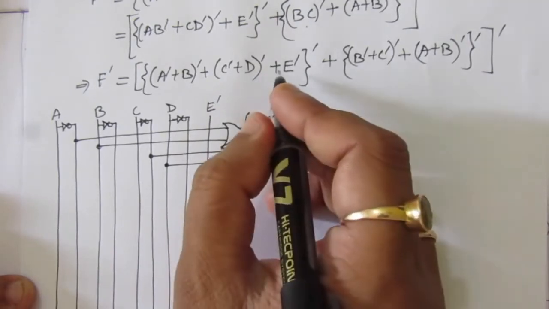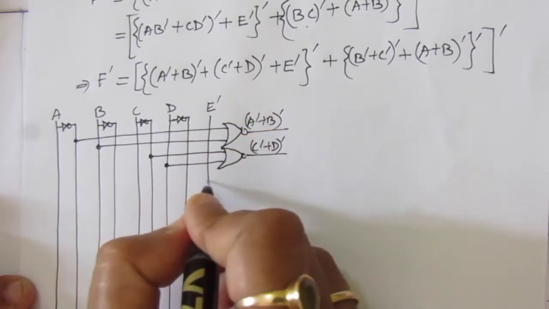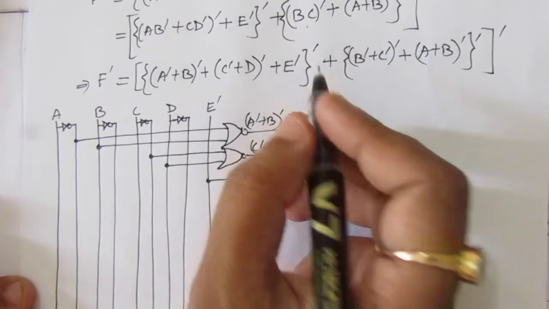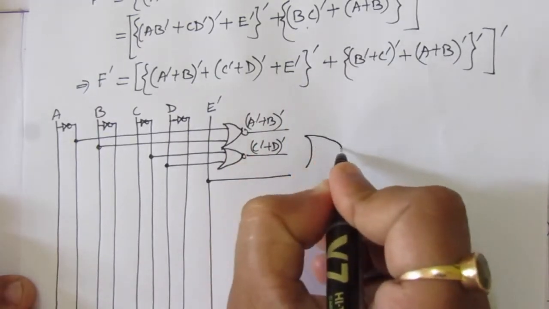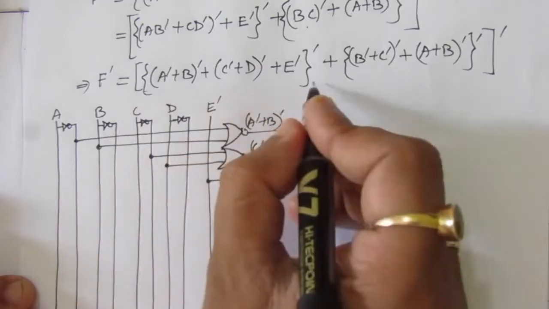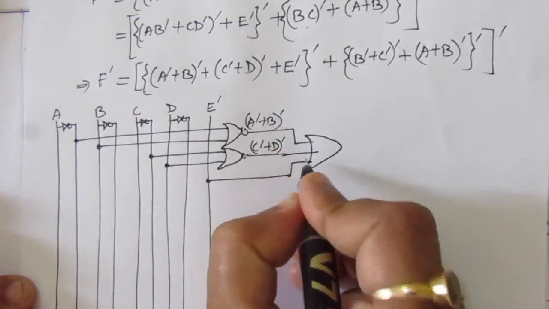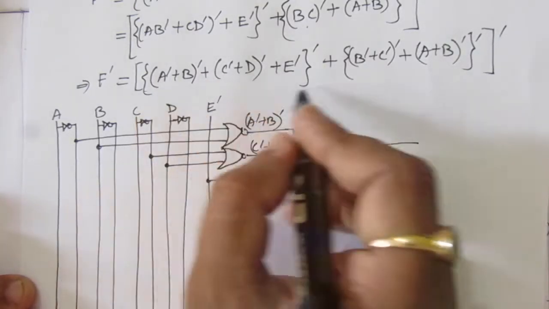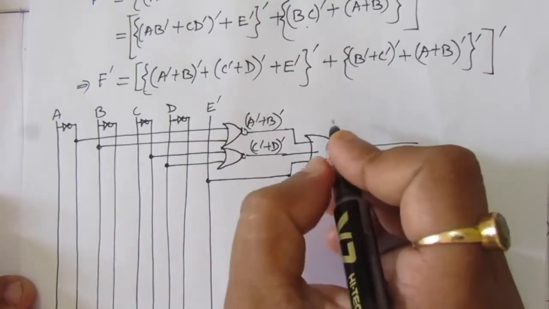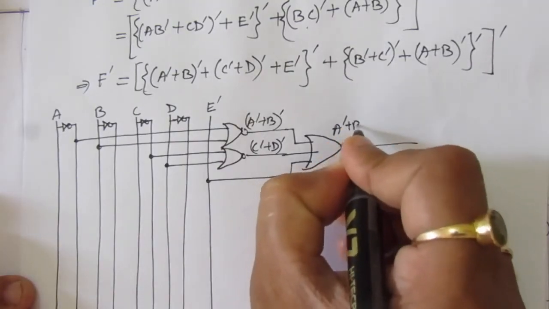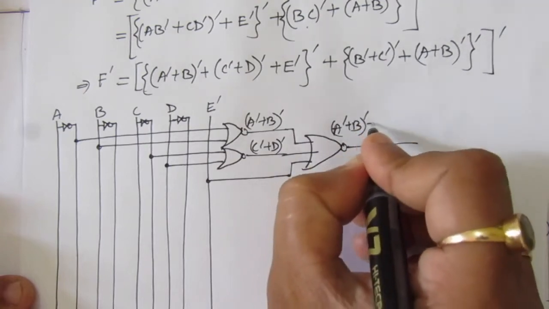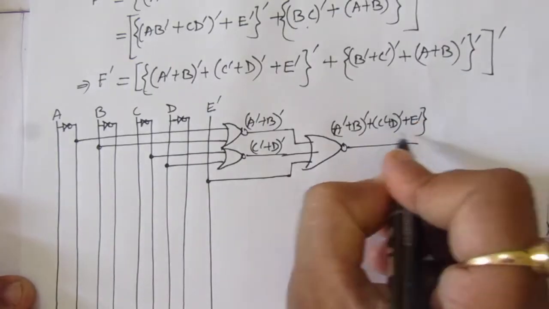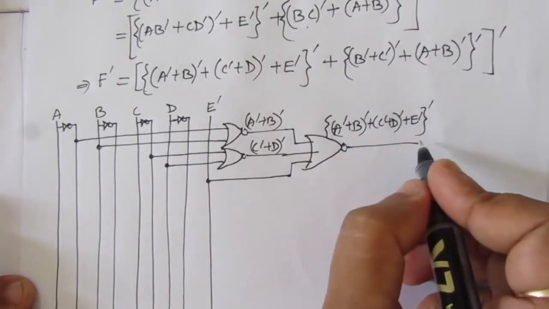Then we have E bar. E bar is this line. That means now we can add it as A plus B plus C whole bar. If we use a NOR gate here, we will get this whole first term. So if we use a NOR gate here, we will get this complete function. So we'll get here A bar plus B whole bar plus C bar plus D whole bar plus E bar whole bar.